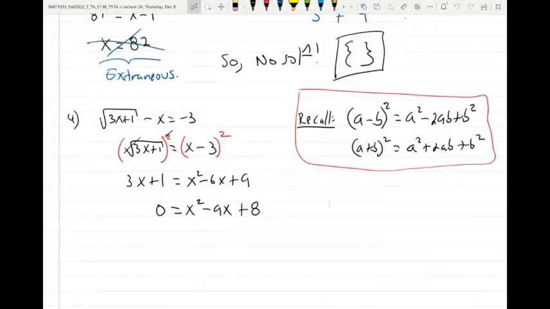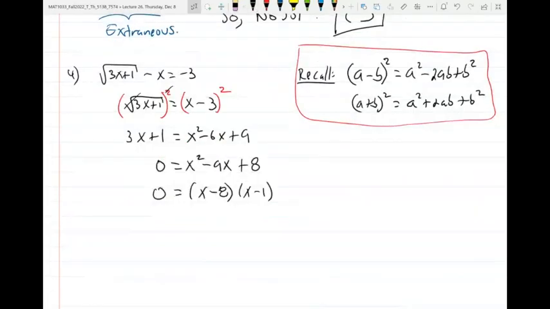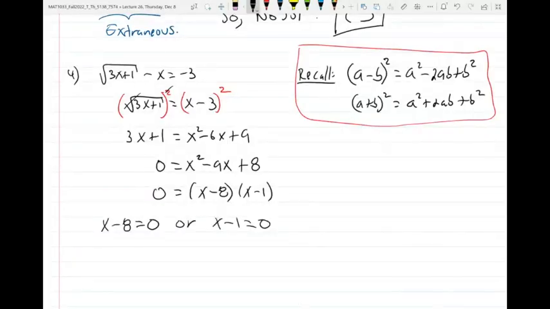So the sum has to be negative. So what are the numbers? Negative 8, negative 1. Good. So this would be x minus 8, x minus 1. Okay? And now using the zero product rule, it means that each of these must be 0. So either x minus 8 is 0, or x minus 1 is 0. At least one of these guys has to be 0. Otherwise, that product cannot be equal to 0. So we get two potential solutions, x equals 8 or x equals 1.